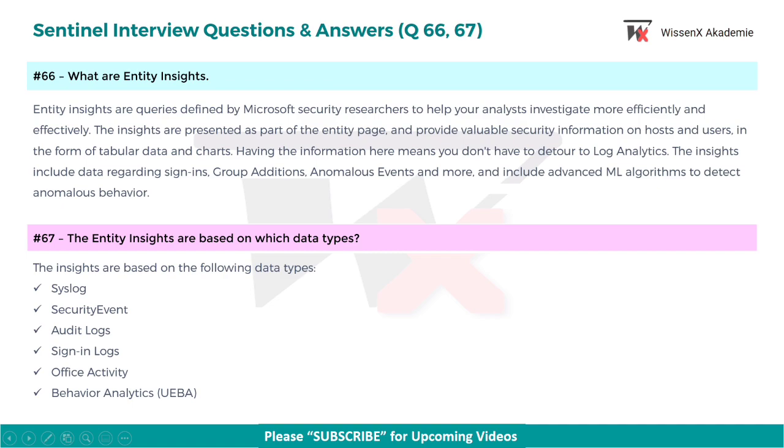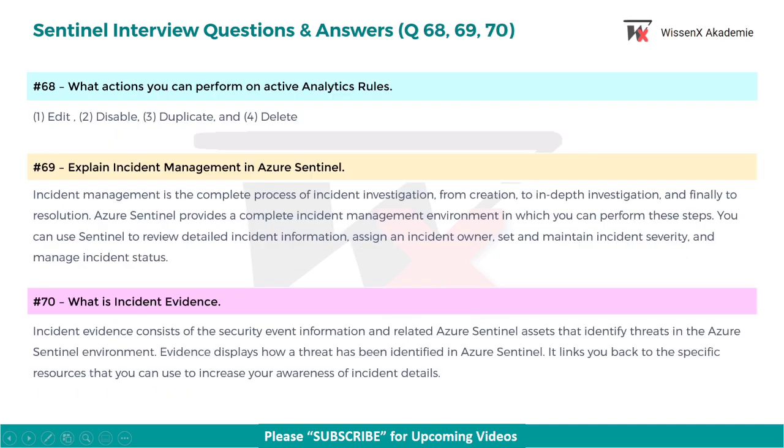Next, the entity insights are based on which data types? The insights are based on the following data types, that is, syslog, security event, audit logs, sign-in logs, office activity, and behavior analytics. Next, what actions can you perform on active analytics rules? It's edit, disable, duplicate, and delete.